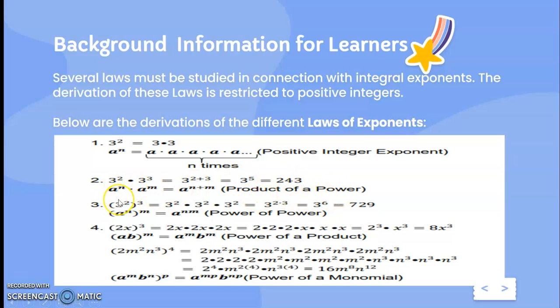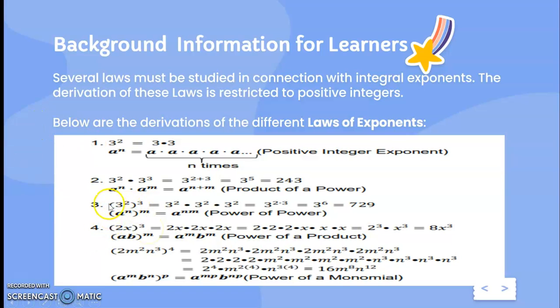So, this law is called the product of powers. Its form is a raised to n times a raised to m. So, a represents any base, any number, or any integer. n and m represent positive exponents, any positive integral exponents. So, we simply copy the base and add the exponent.